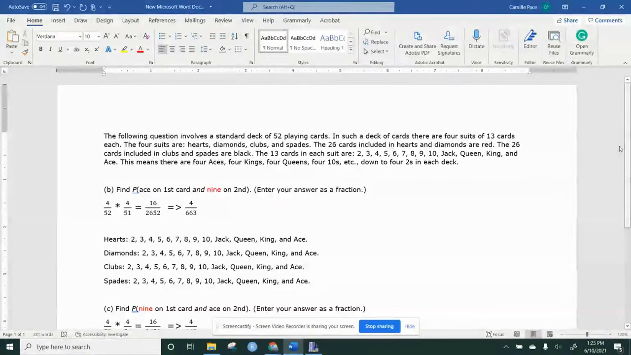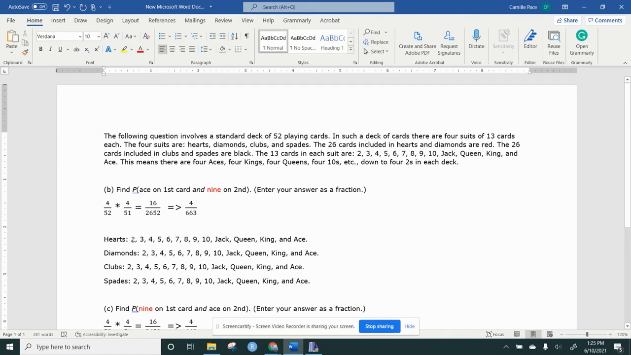Hey everybody, I'm going to do the problem of the playing cards. So the first one, it gives me all the ways that I can have playing cards. And in a deck of cards, you have 52 cards. You have four suits: hearts, diamonds, clubs, and spades. And for each of those suits, you have 13 cards. And I wrote it here to show you.